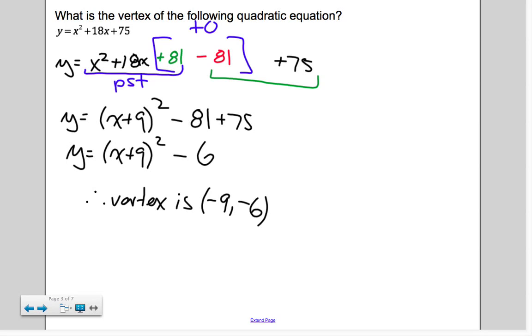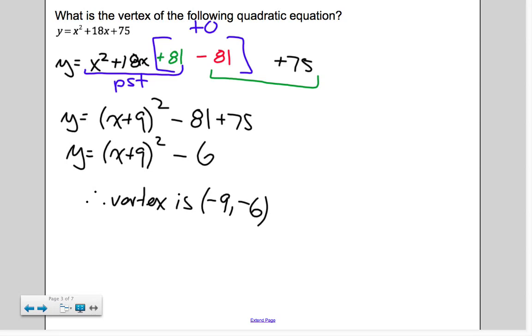Was this one even factorable to begin with? I don't even know, to be honest. I never tried it. I'm guessing not. Two numbers that multiply to 75 and add up to 18. But yeah, you need to find that PST. You know what? I'd rather do it this way.